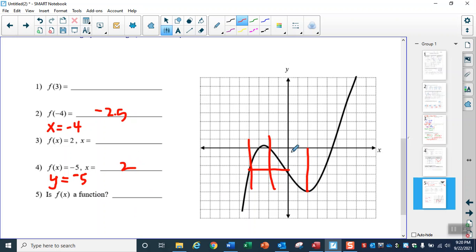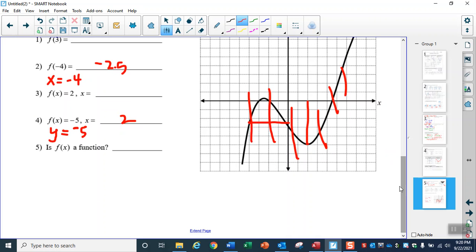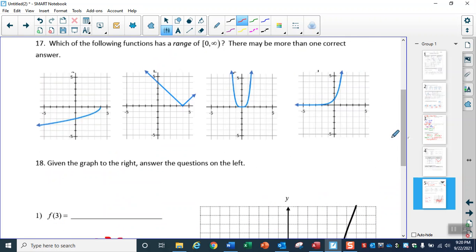Okay, is this a function? Yes, it is, because of the vertical line test. Is the inverse a function? No, because of the horizontal line test. Awesome. Good job, guys.